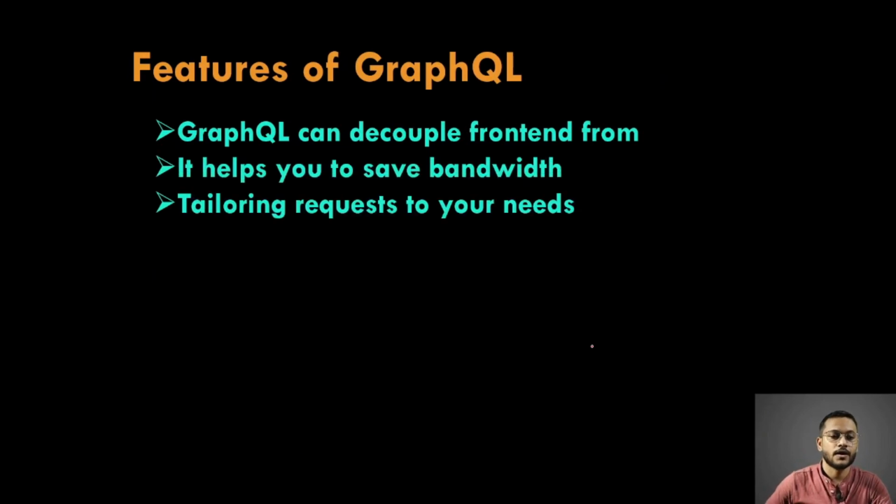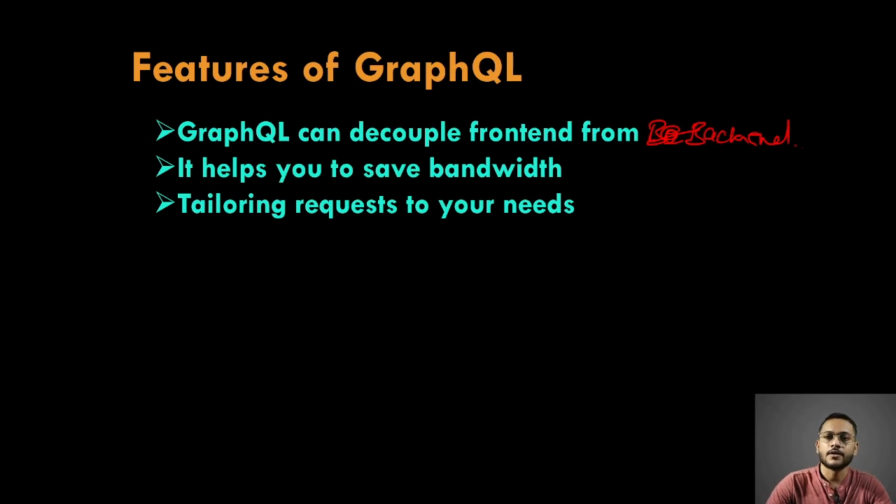GraphQL can decouple the frontend from the backend. How? Suppose as a backend developer you add one endpoint in your application. Obviously, for calling that endpoint, you need to make some call in your frontend application. If you are developing in Angular, you also make the controller and all these things, and you need to call that particular operation from your frontend. We can test locally from Postman or whatever client you are using.